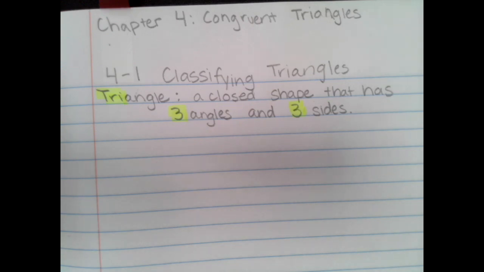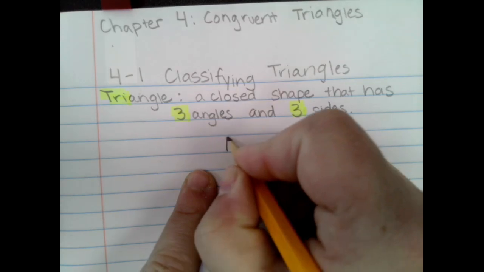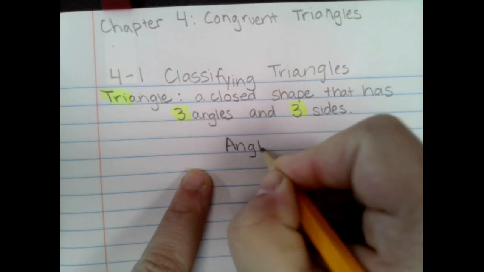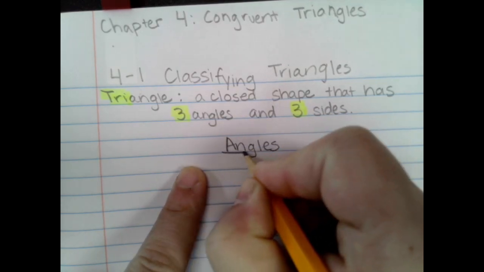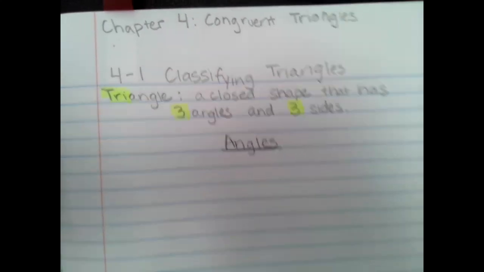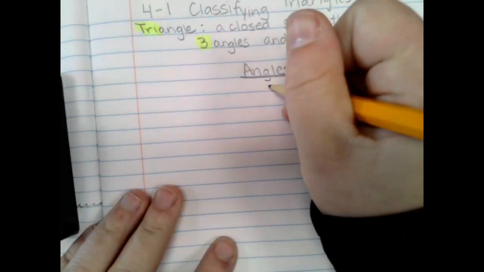Alright, so we're going to classify triangles today. Classify means to name or to sort, to put things into groups. And there's two ways that we can classify triangles. One way is by their angles. So we classify by angles. There's four ways that we can classify by angles.